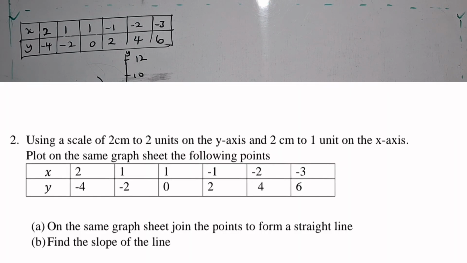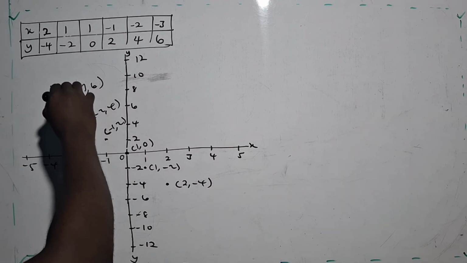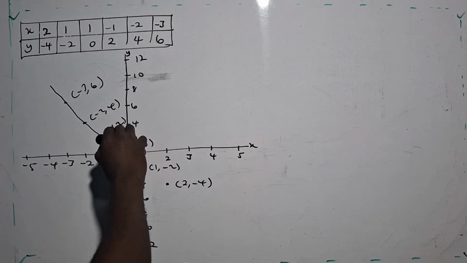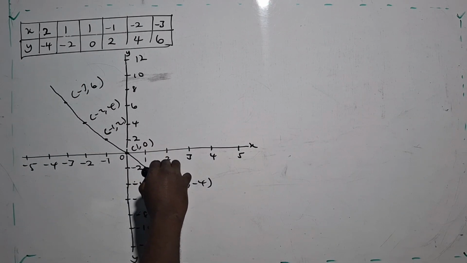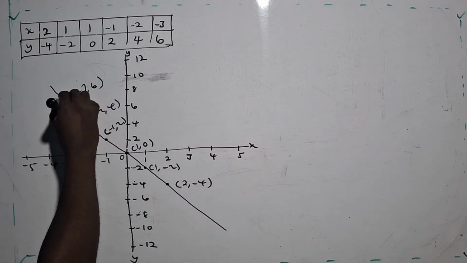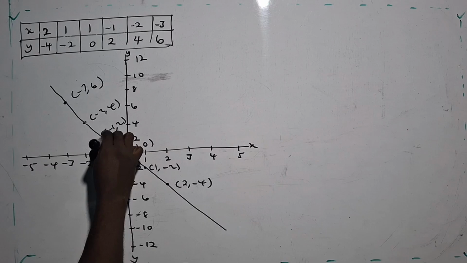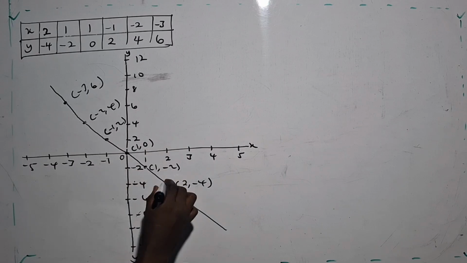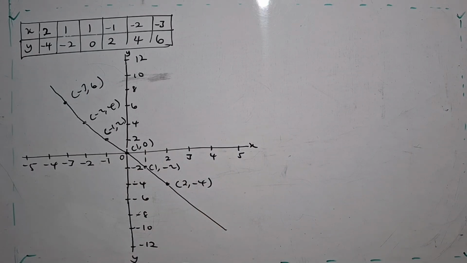So on the same graph, to join the points to form a straight line. So pardon me for the freehand. When you use a correct graph, you expect a straight line. Yes, so these are my points. These are my points on the straight line like this.